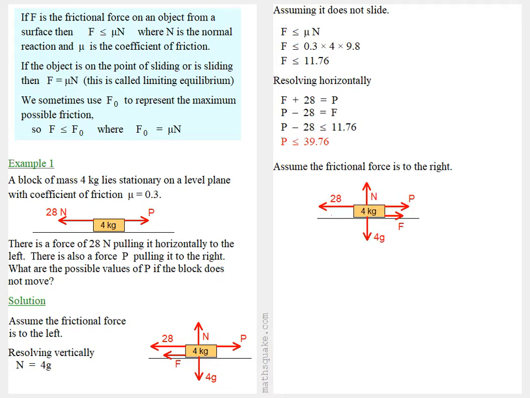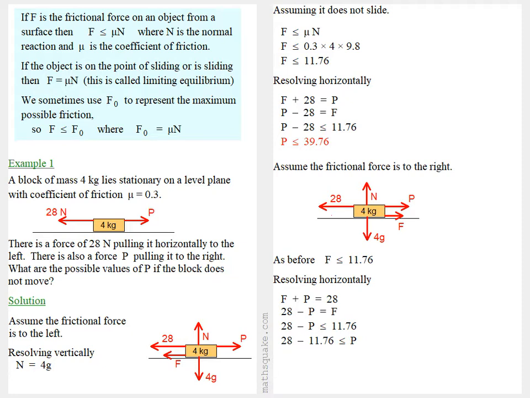Now let's assume the frictional force acts to the right. We have the same diagram, but the frictional force has moved. Now, as before, F is less than or equal to 11.76, but if we resolve horizontally, F plus P is equal to 28. So 28 minus P is equal to F, which means 28 minus P is less than or equal to 11.76. If we add P to both sides and subtract 11.76 from both sides, we get P is greater than or equal to 16.24. And so our answer is P lies between 16.24 and 39.76.